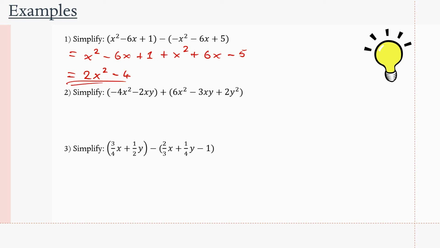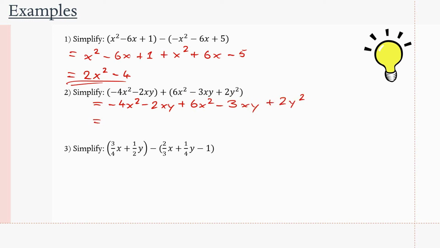So here we go on to question 2. We have negative 4x squared minus 2xy, all in brackets, plus 6x squared minus 3xy plus 2y squared, all in brackets. So again, we want to go ahead and get rid of those brackets. The first one, there's a positive before it, so we just want to keep everything the same, right? Multiply everything by positive 1. And then in the second set of brackets, again, there's a positive sign, so we keep all the signs the same. 6x squared minus 3xy plus 2y squared.